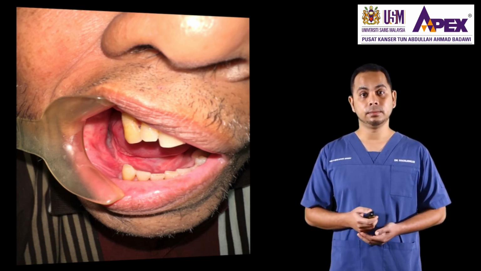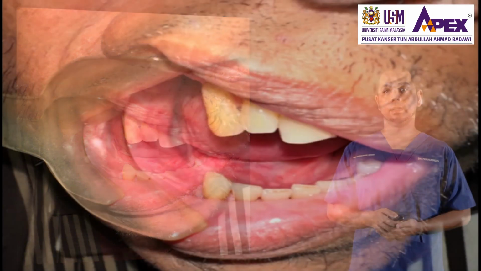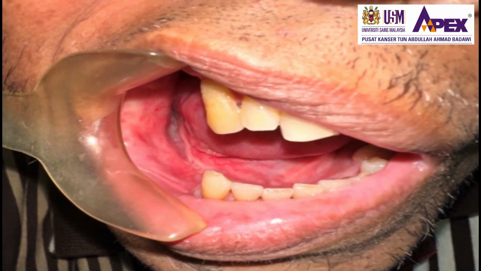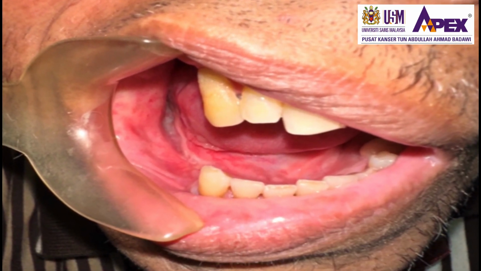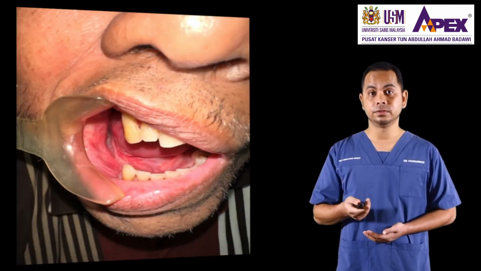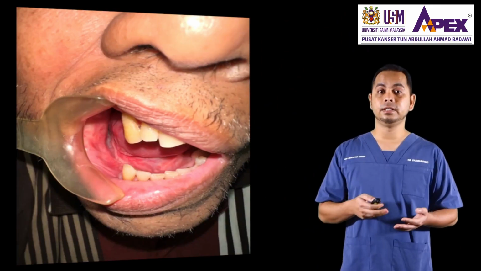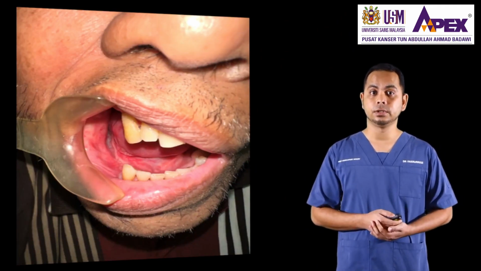But as I said, the outcome of the treatment is unpredictable because of the damage to the microvasculature at the lesion and surrounding tissues, and also because of the radiation dose itself that makes the surrounding area fibrotic and difficult for us to get a primary closure.